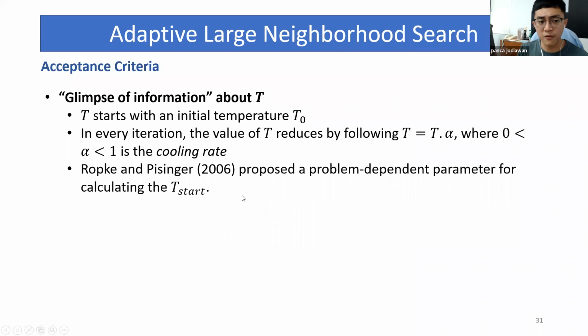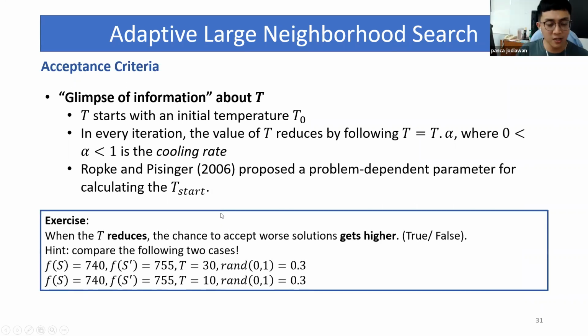And then Professor Ropke and Pisinger in 2006 proposed a problem-dependent parameter. What I could say up to now is just this one, a problem-dependent parameter for calculating the T start. Sorry, the T0. It's not T start. Okay, pay attention, T0. It means that for every problem, let's say you have 10 different problems to solve, then each problem will have a different value of T0. It depends on the problem, but I will not explain too far about this one.